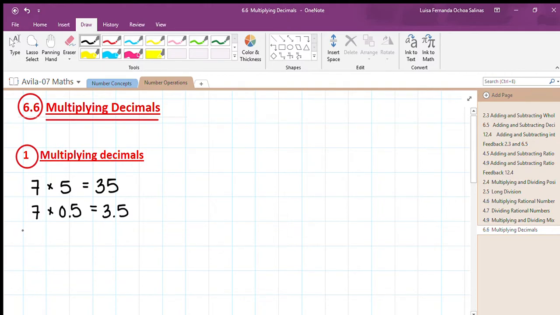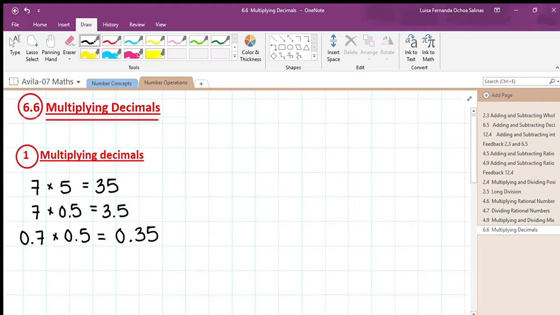Let's look at this one. 0.7 times 0.5, or I should say 7/10 times 5/10. And the answer, if you don't know how to do this one, you can use a calculator and verify my answer, is going to be 35 hundredths.